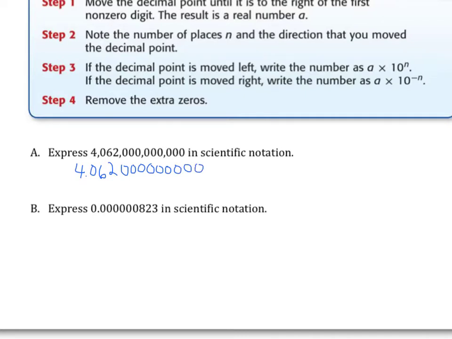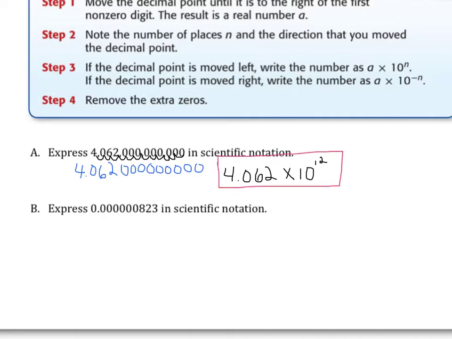Alright, and the next step was to count how many places we moved the decimal. For this example, we moved it 1, 2, 3, 4, 5, 6, 7, 8, 9, 10, 11, 12 places. So our power of 10 is going to be 12, and we'll rewrite this as 4.062 times 10 to the 12th power, because that's how many decimal places we moved it. That's our number in scientific notation.